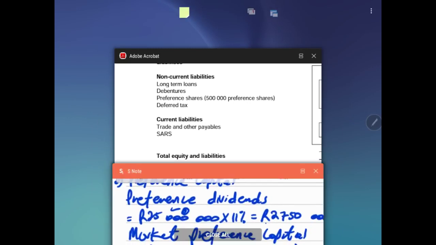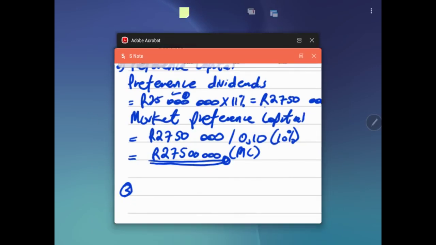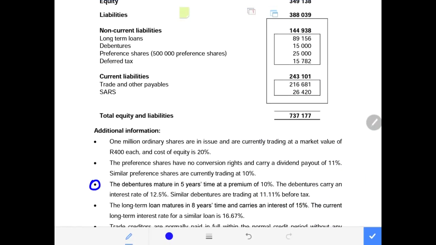They only attract their tax of 20%, not the 28% rate of tax. So now we come to the debentures, and it says the debentures mature in 5 years' time at a premium of 10%. And then it says the debentures carry an interest rate of 12.5%. Remember, I explained the premium is what will be paid at the end of 5 years, above the capital. We have to add 10% to that capital.